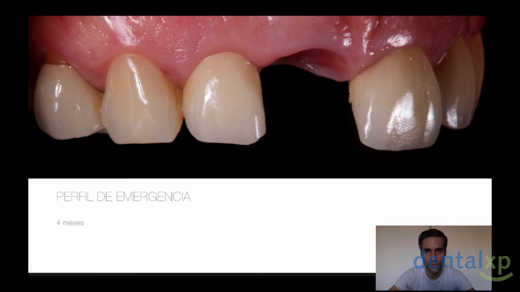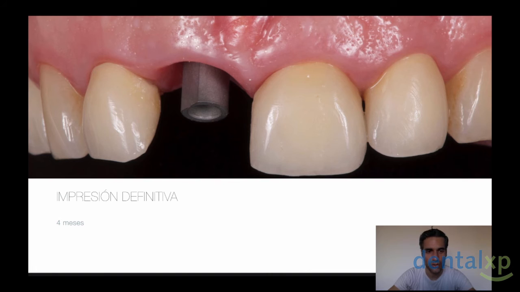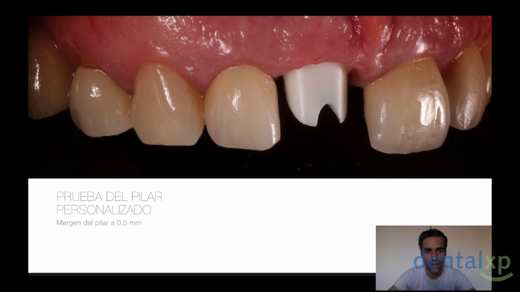So after 4 months we have this emergence profile. It is ready to go. We just scan the emergence profile, and then we scan the implant position, and we order a customized abutment. As you see, the margin is 0.5 millimeters below the gingival margin, no more. We know from the articles from Linkevicius that if you go deeper with your marginal preparation of your customized abutment, you will not be able to remove the cement, and you may have biological complications in the short and the medium term.